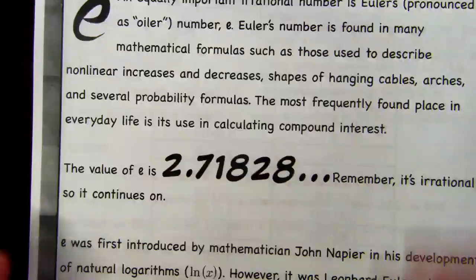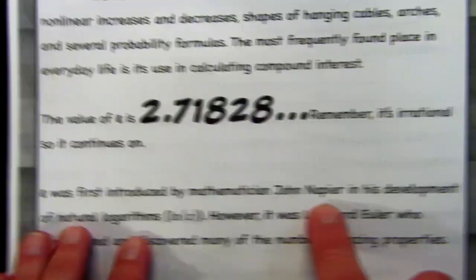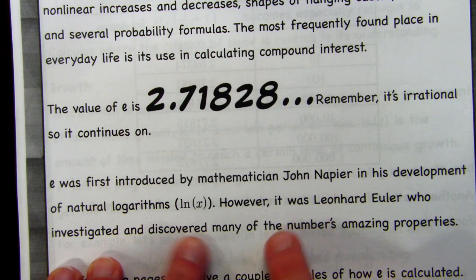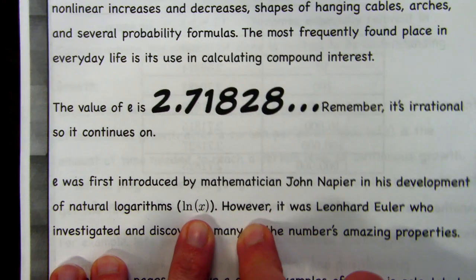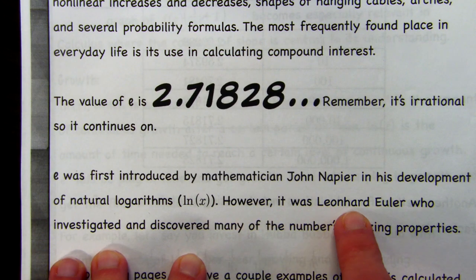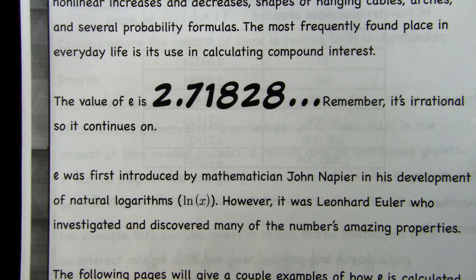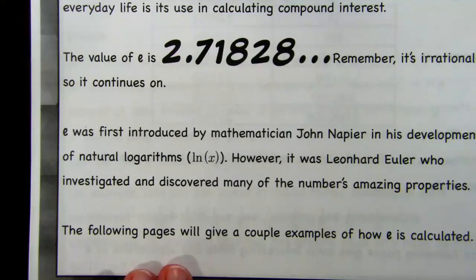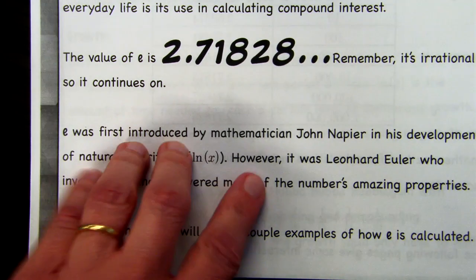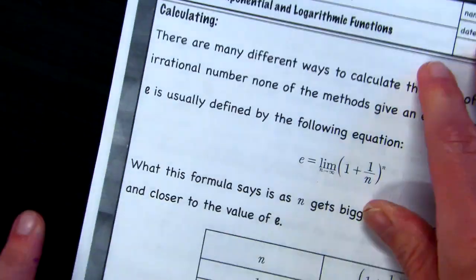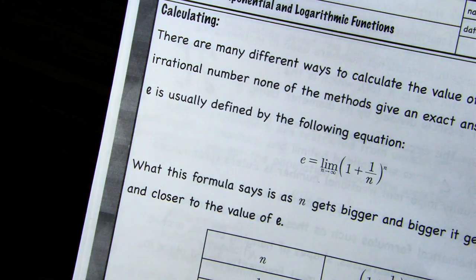It was first introduced by mathematician John Napier in his development of natural logarithms, which we are not going to do right now. However, it was Leonhard Euler who investigated and discovered many of the number's amazing properties. The following pages will give a couple of examples on how e is calculated. So how do they keep finding new digits? You're going to see. So just stay with me.